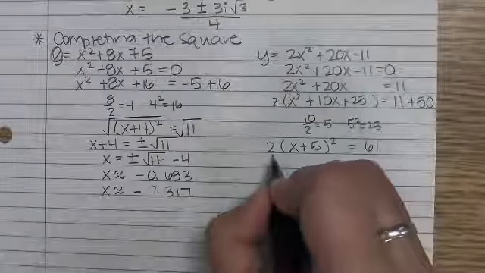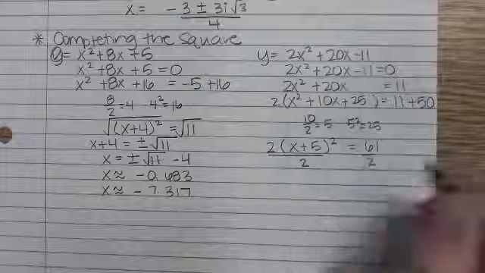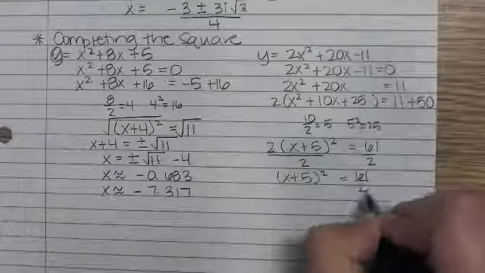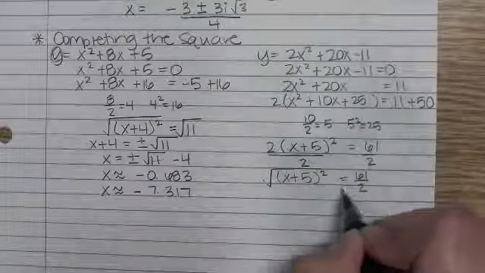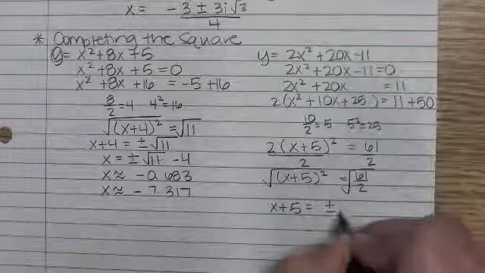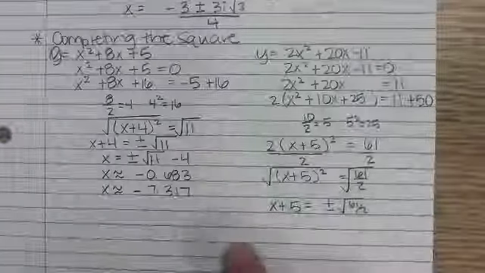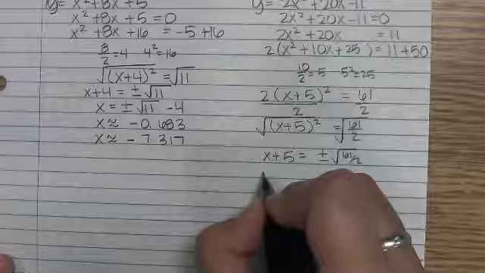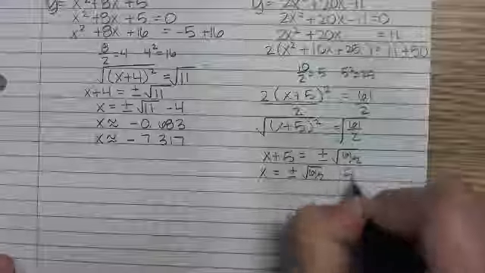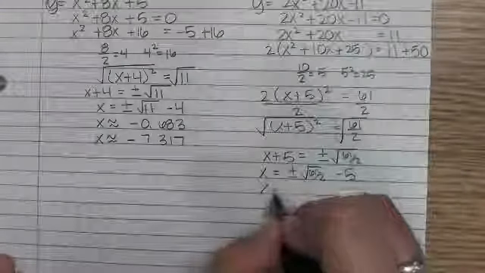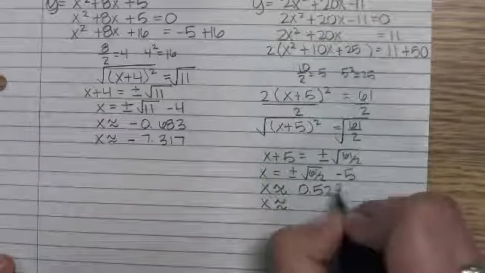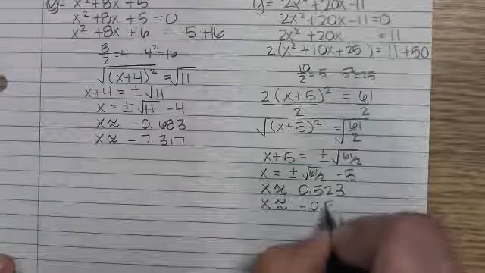So now I'm trying to get the x alone from there. So I've got x plus 5 squared equals 61 over 2. Square root each side. So I've got x plus 5 equals plus or minus the square root of 61 over 2. And then I can just subtract that 5 over. So plus or minus the square root of 61 over 2, subtracting the 5 over. And again, you can plug it into your calculator to get those approximate answers. So 0.523 and negative 10.523.